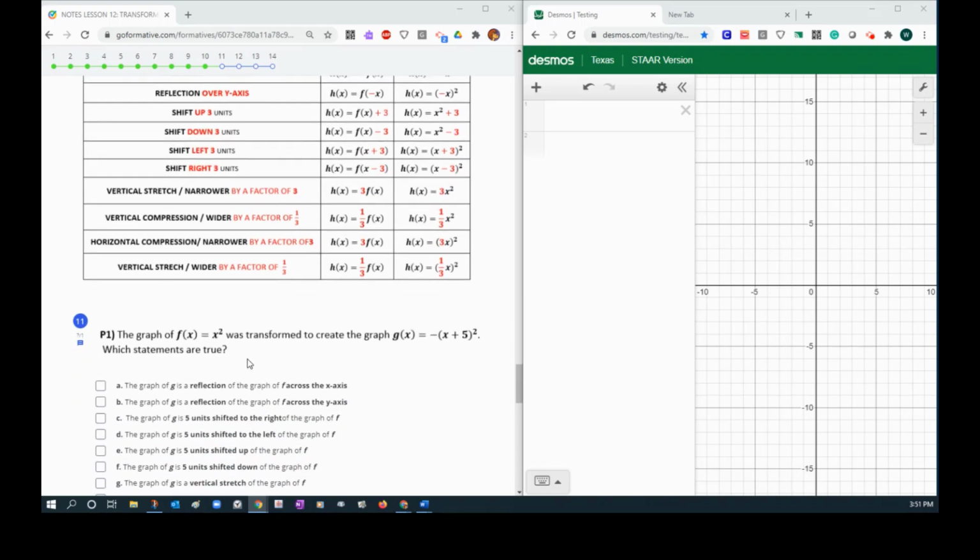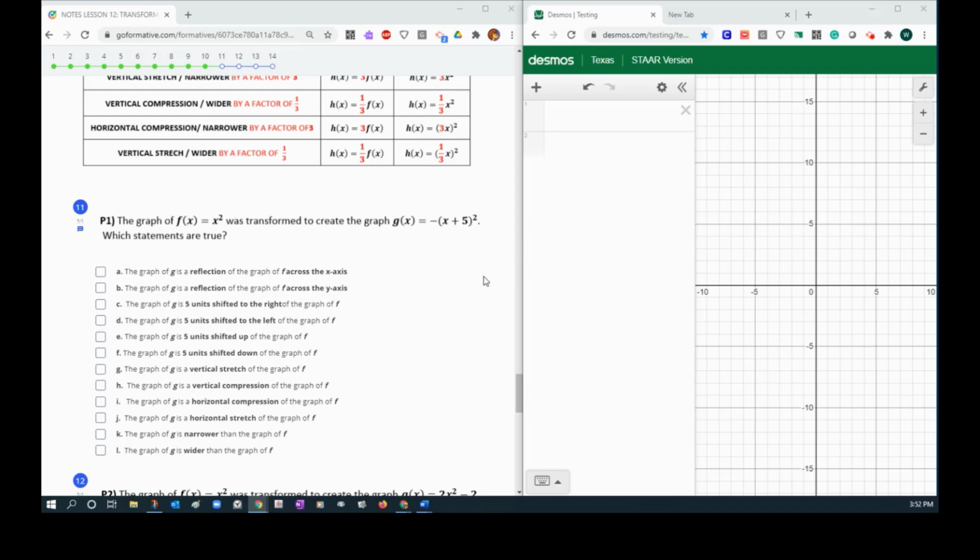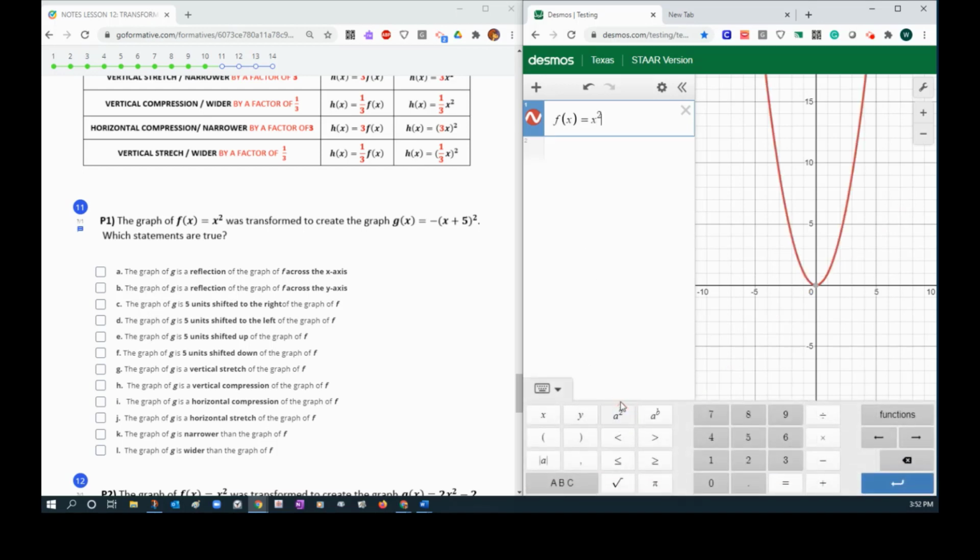All right. So let's go ahead and tackle some actual problems here. And this time we're going to use the calculator to help us. So right there, we start out with our parent function. Let's write over here, f of x equals x squared. And right there is our parent function. Now we're going to write the second equation, g of x equals minus (x plus 5) squared. Please remember that you have a calculator, and the calculator really helps you see the transformation.